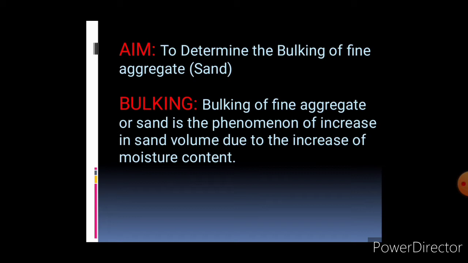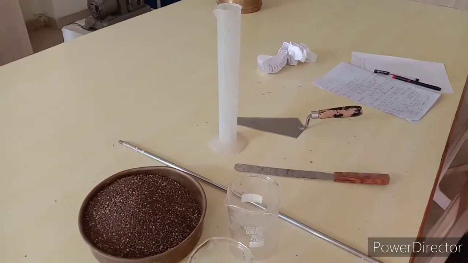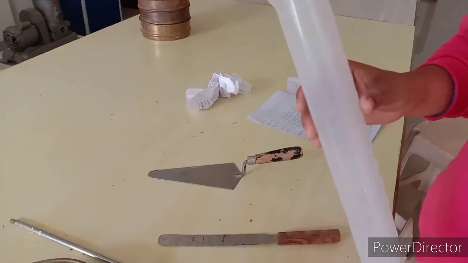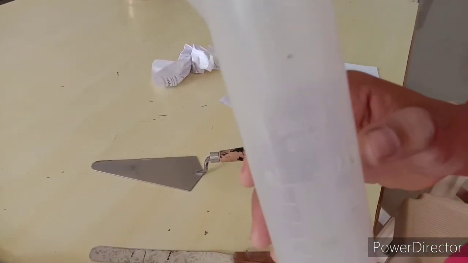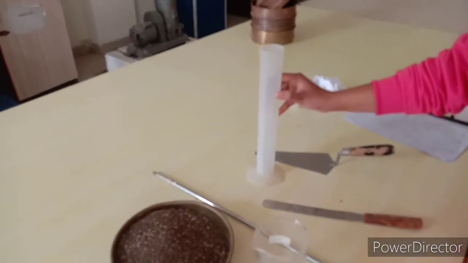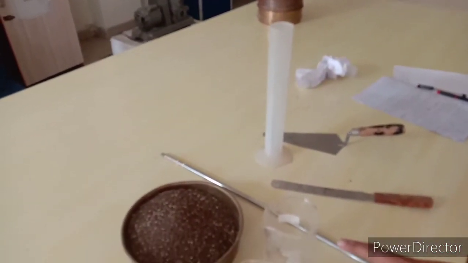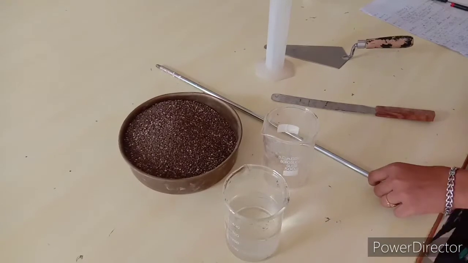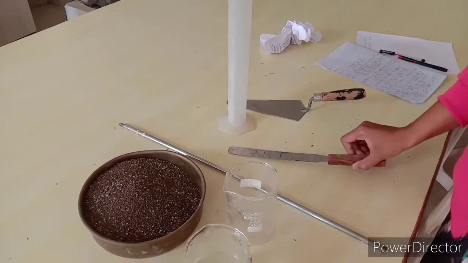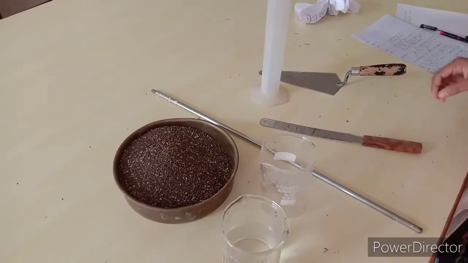Next, we see the required apparatus. First, a measuring jar with a capacity of 250 ml. Then two beakers, a tamping rod, a spatula for the purpose of leveling sand, and a trowel. Then let's start the procedure.